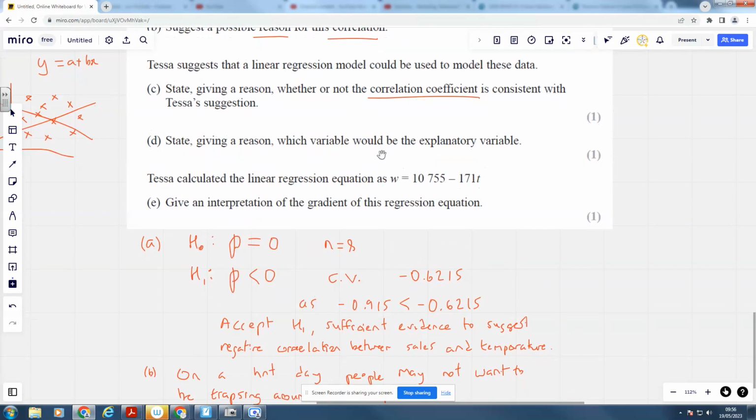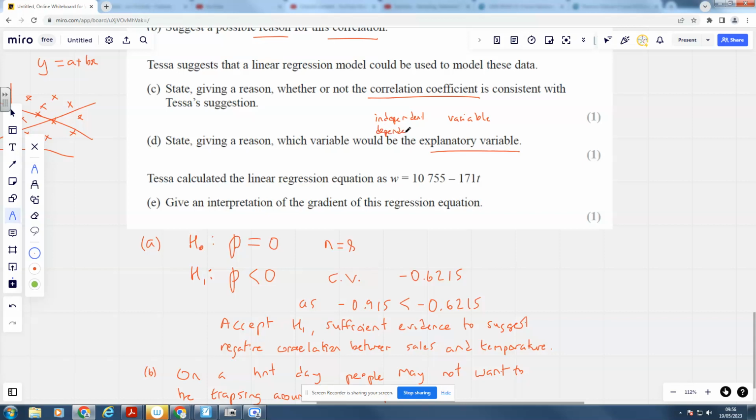State, giving a reason, which variable will be the explanatory variable. So once again, this topic is really about knowing your terminology. Most people are familiar with independent variable and dependent variable.